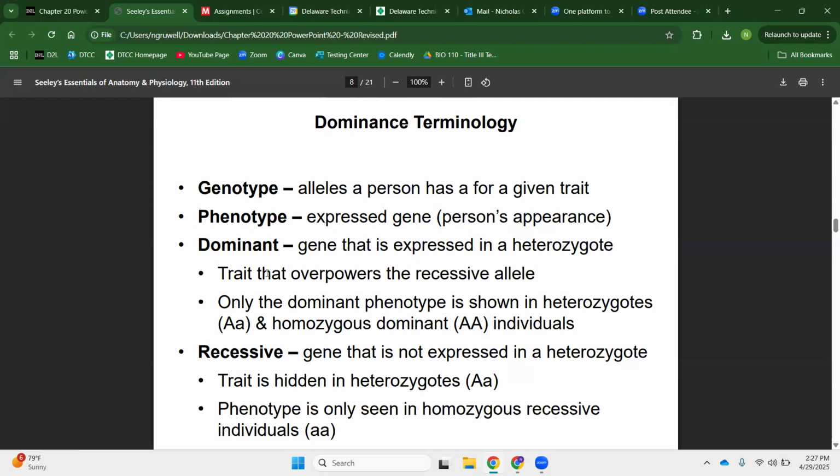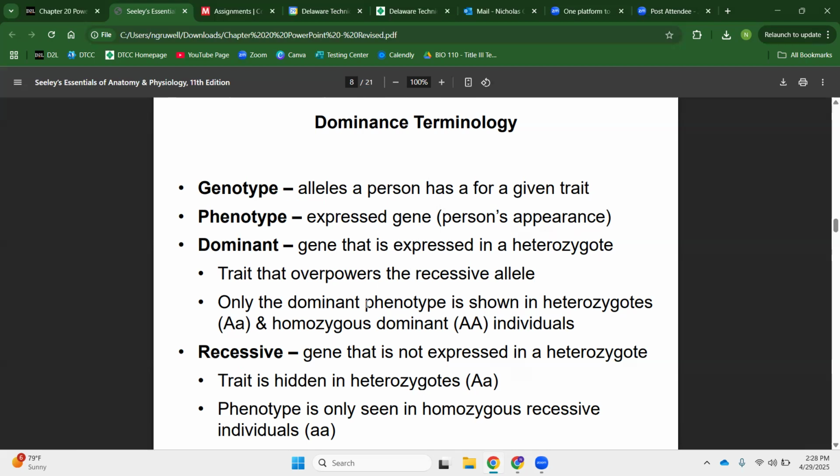So we said dominant is going to be expressed when we have a mixed genotype because it's the dominant trait. It's going to overrule the recessive. So big A is going to beat out little a. The other way we can show a dominant phenotype is when we have a homozygous dominant genotype. So that's big A, big A. If we have two dominant copies of that allele, of course, we're going to express the dominant phenotype.